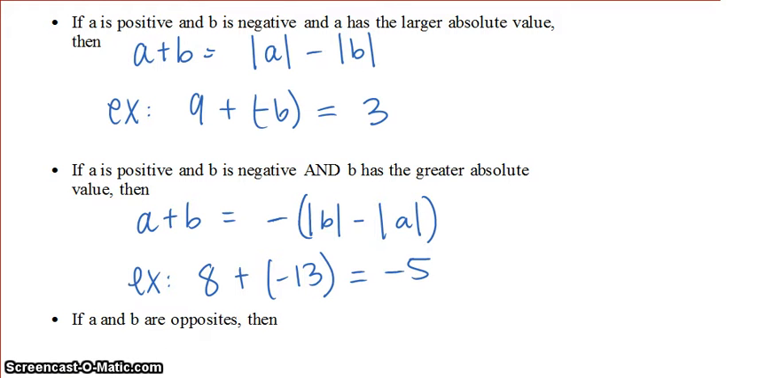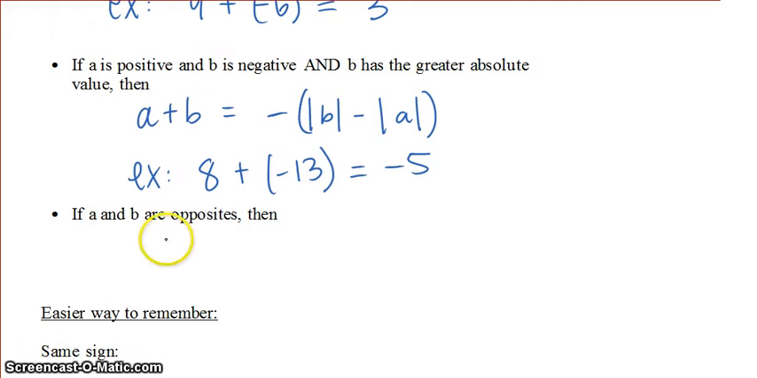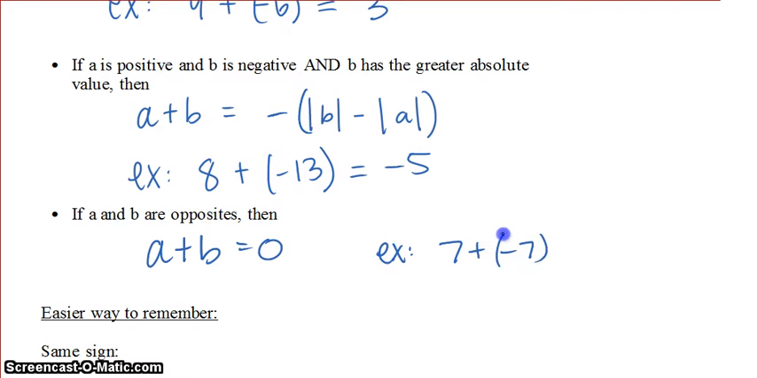My bad, guys. Now, if A and B are opposites, then A plus B equals 0. We already talked about that. An example for that would be 7 plus -7. They're opposites, and we know that equals 0. So hopefully this didn't confuse you too much, because I know that y'all most likely know how to do this already, but these are some tricks to help you get it easier.